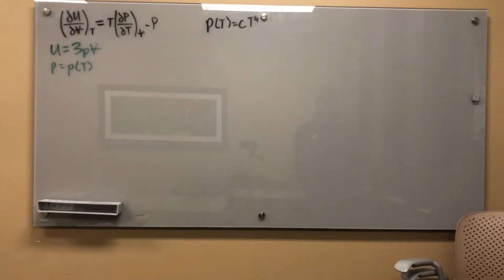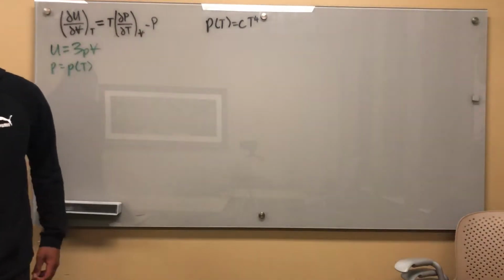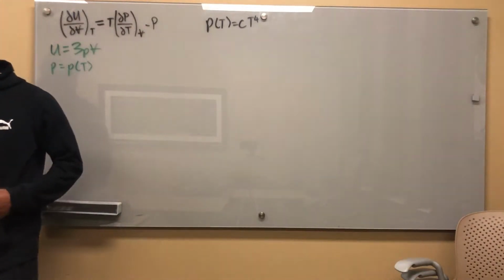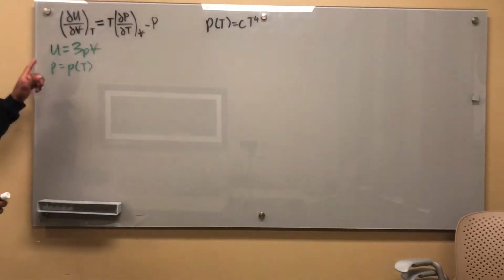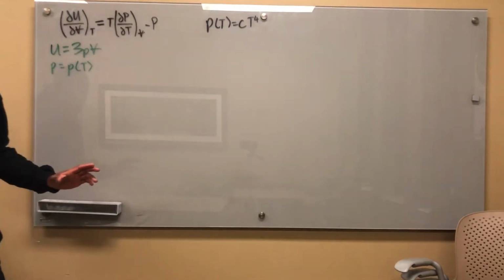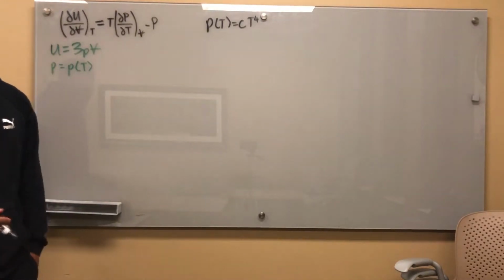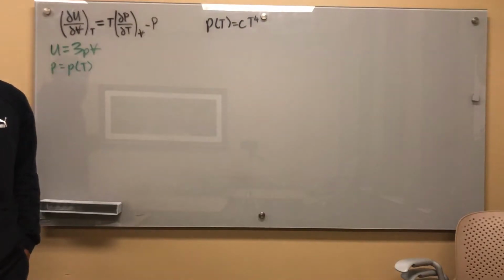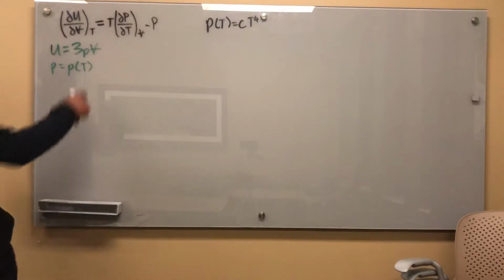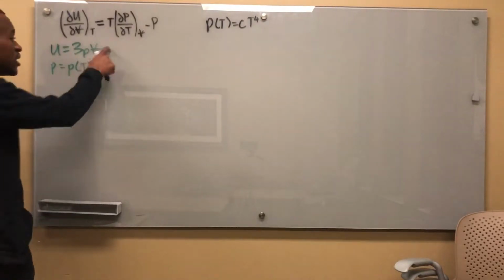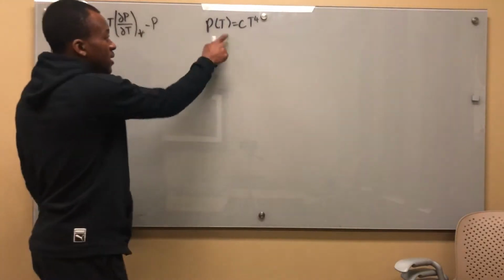Hello everybody. So we're tackling part B of that previous problem, and now this says, it has been shown that a particular gas may be described by equations of state of the form U equals 3PV, P equals P, which is only a function of T, where U is the internal energy and P is the pressure, which only depends on the temperature. Using this relation, show that these two equations imply that for this gas, pressure can be expressed by the formula this.